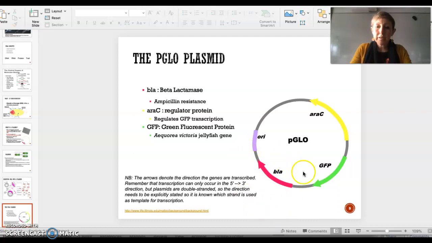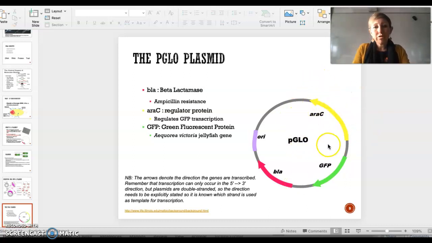The BLA gene is the gene that provides antibiotic resistance, so we can use that to select whether or not the organism has taken up the plasmid by trying to grow the E. coli on antibiotics. If they can grow on antibiotics, we know that they have this gene incorporated into their genotype. And if they can't, if they're eliminated by antibiotics, then we know that they haven't taken up the plasmid.